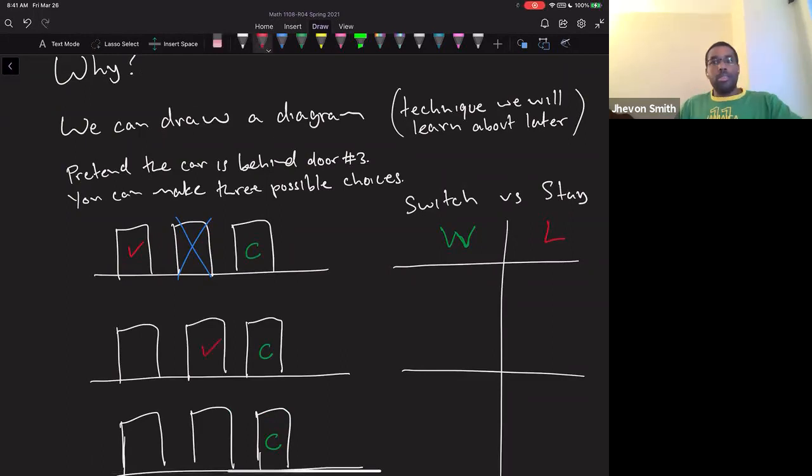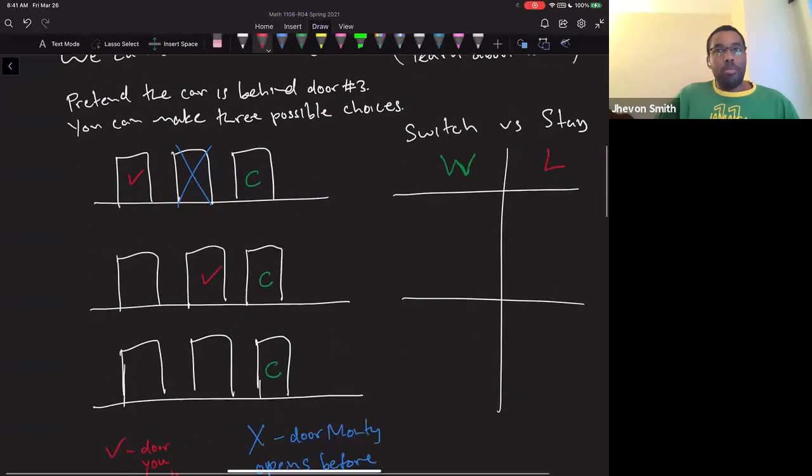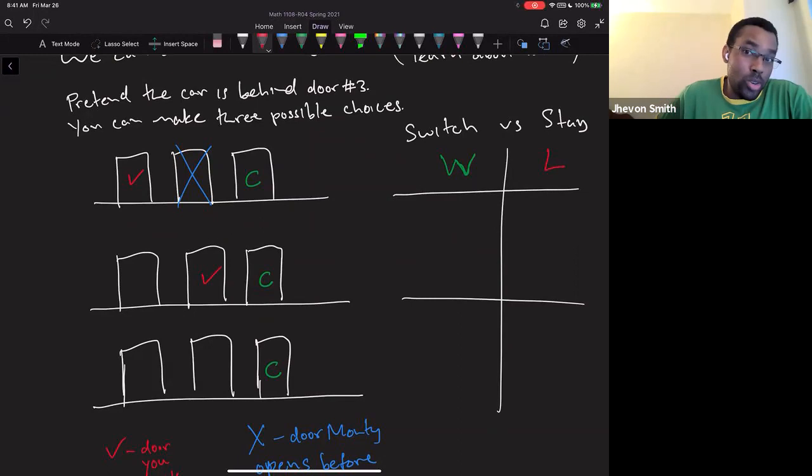Right? So time rewinds. Monty says, pick a door. You're like, door number 2, right? Now, remember, the car is behind door number 3. We don't know. What would Monty do? He would open this door, and he would ask, do you want to switch? And what would happen if you switched? Well, you originally picked door number 2, and the car is behind door number 3. So you would win if you switched. You would lose if you stayed, right?